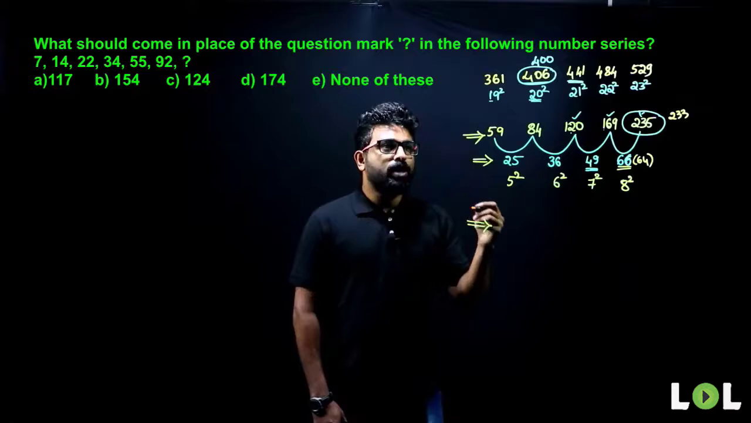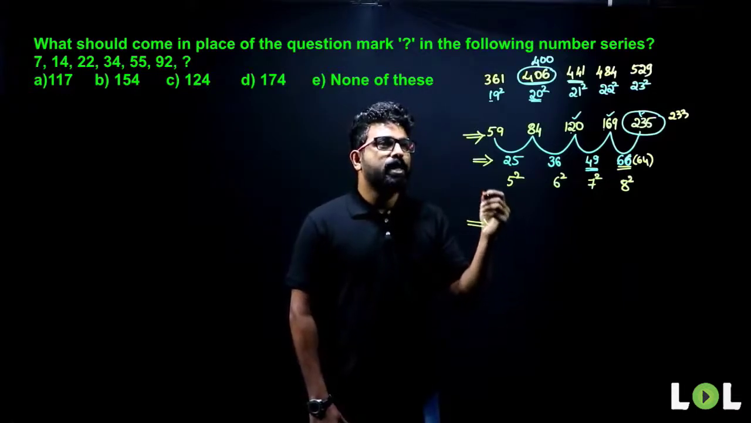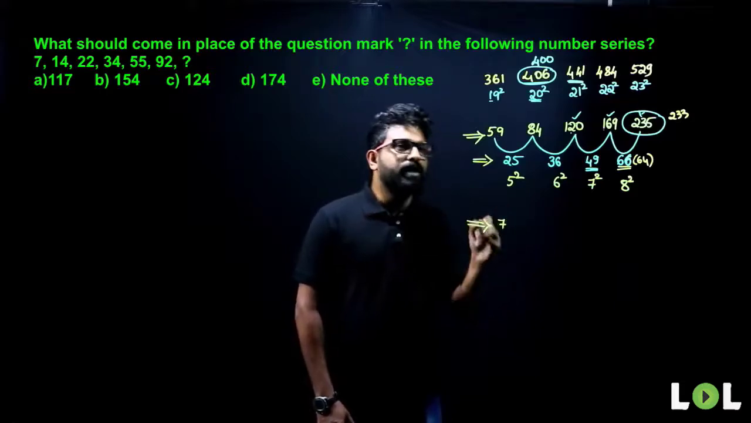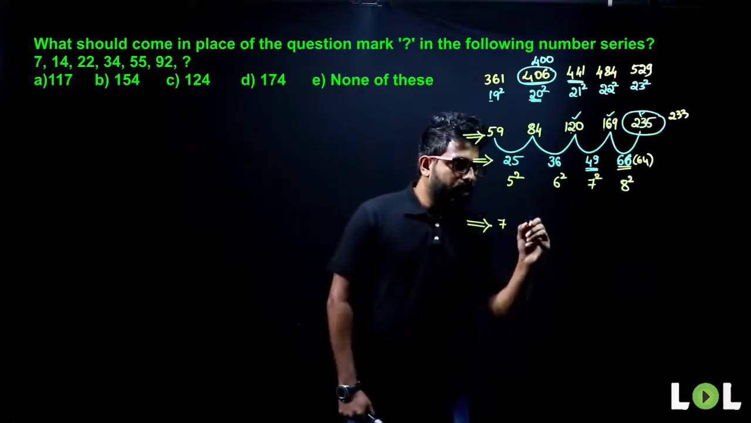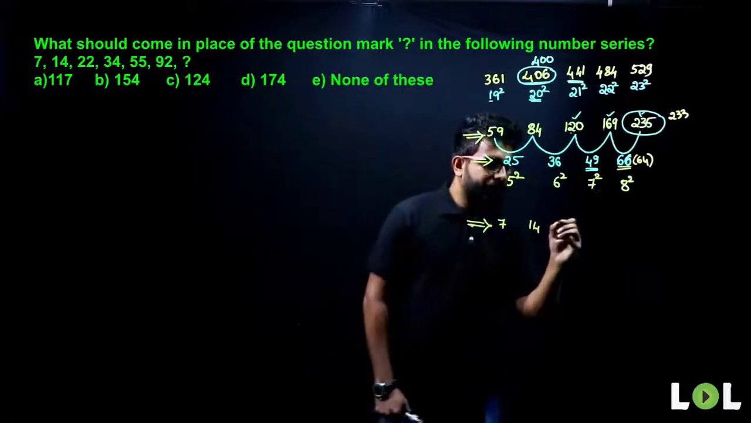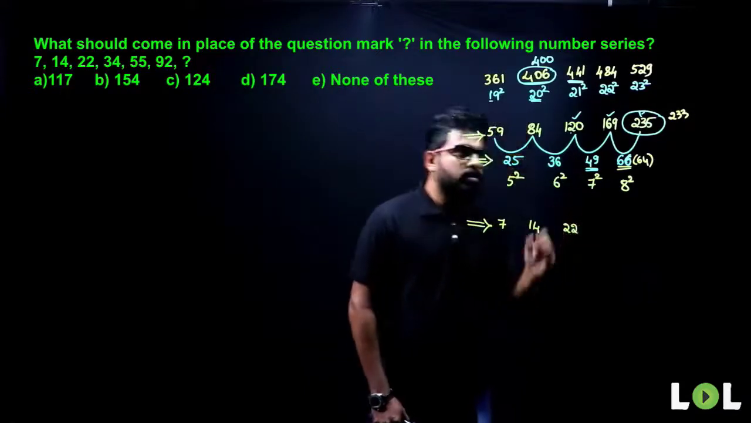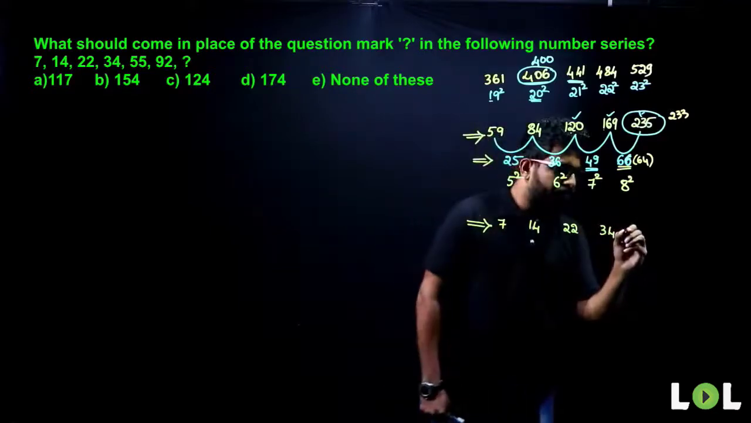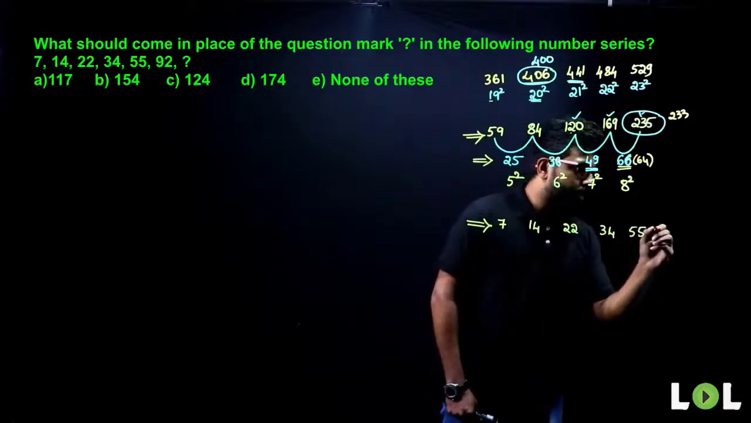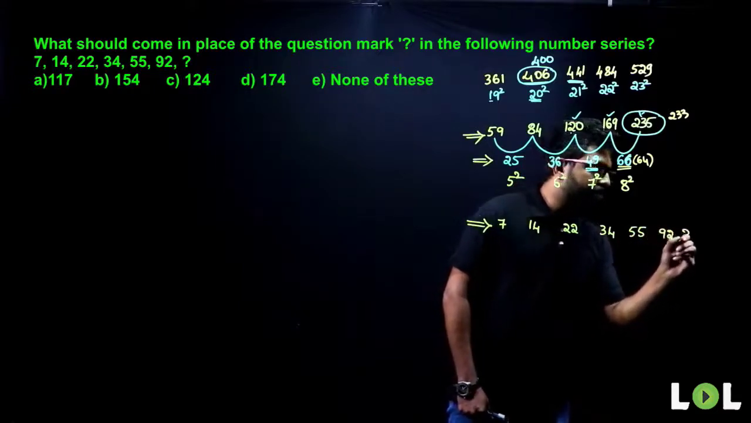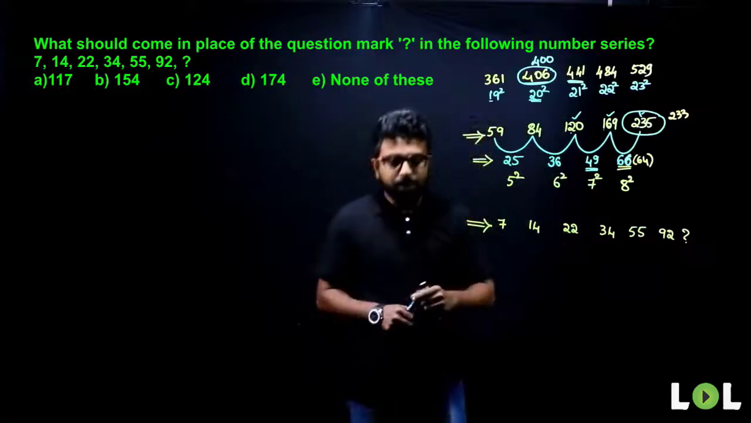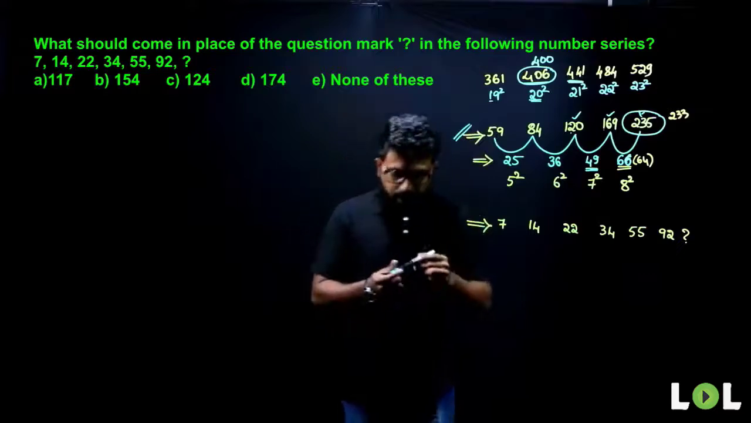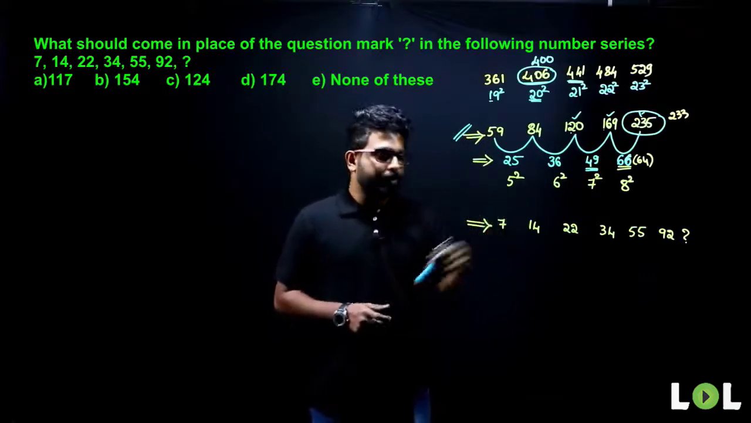Next question. What should come in the place of the question mark in the following number series? The number series goes like this: 7, 14, 22, 34, 55, 92 and a question mark. Till here, all the examples of missing terms are done. Now let us look into our previous year question paper problems.